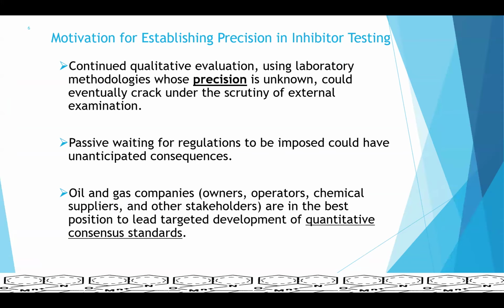What are the motivations for establishing the precision in inhibitor testing? We could continue to qualitatively evaluate using methodologies whose precision is unknown. However, down the road, if we were questioned externally, we might fail. As a matter of fact, we will fail. So we will crack under the external scrutiny. So we don't want that to happen.